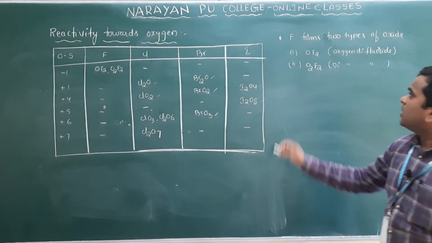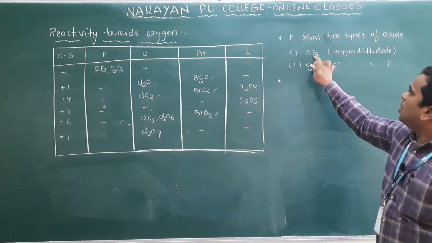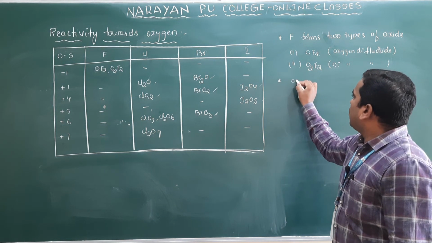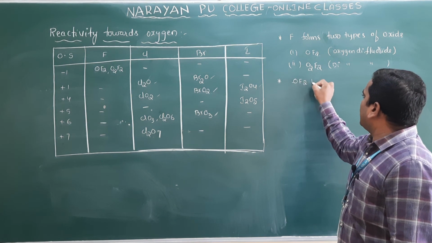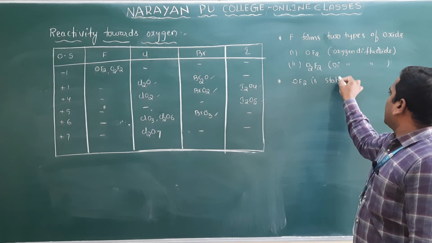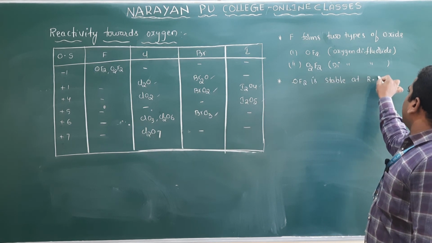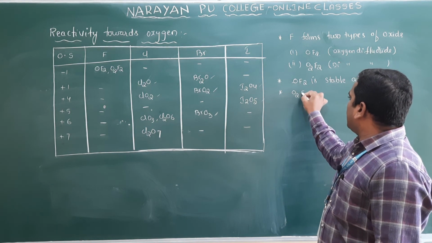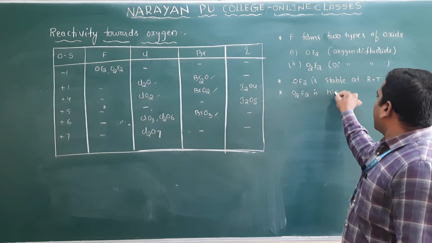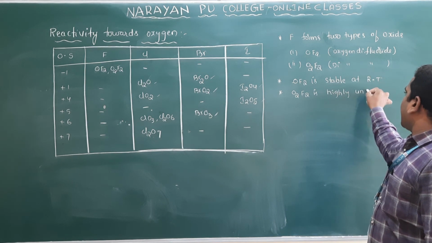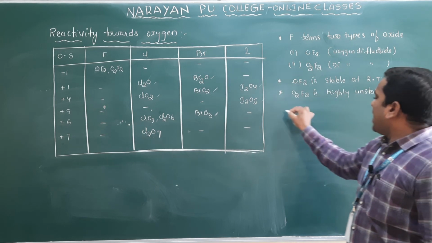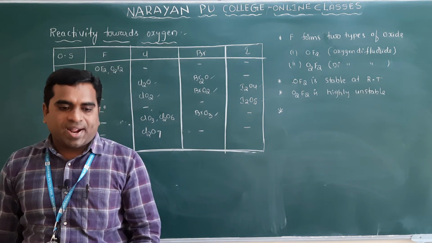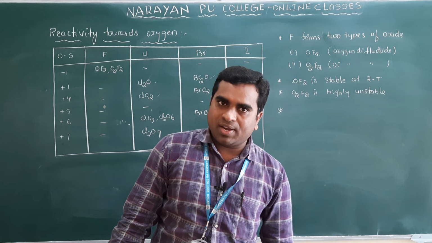But among these two, OF2 is stable at room temperature. The other is very, very unstable. So only OF2 is stable at room temperature, Maria. And O2F2 is highly unstable. Clear? And these are called actually oxygen fluorides rather than oxides of fluorine.